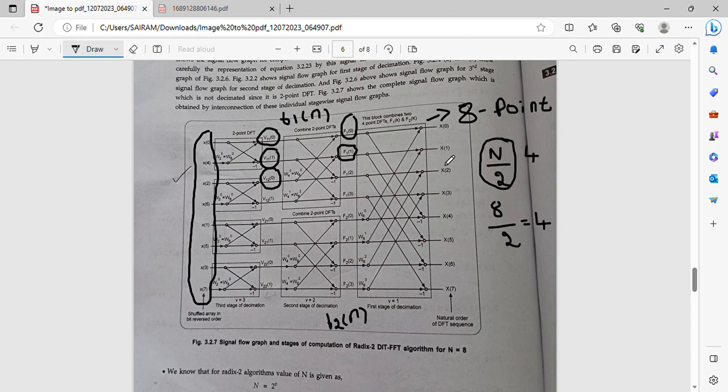What is it supposed to do to get the output of the 2 point DFT, which is the input of the 4 point DFT, and the output of the 4 point DFT, whatever you are getting, which is the input to the 8 point DFT, right? So that one you have to remember.